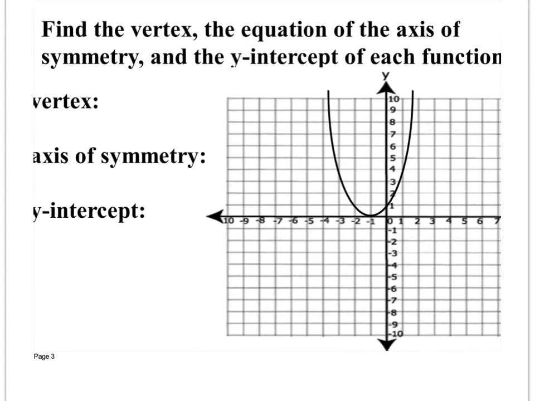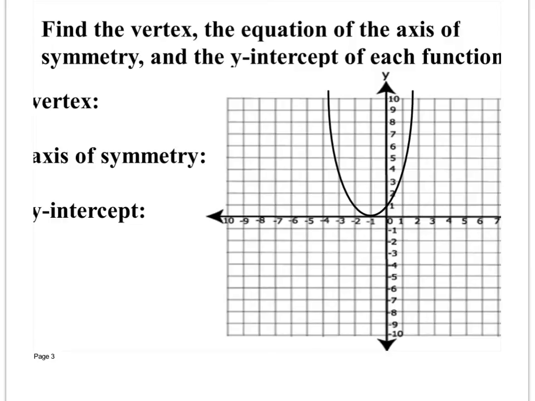All right, so what you need to do is write this down. Find the vertex, the equation of the axis of symmetry, and the y-intercept of each function. So what they'll do is they'll give you a graph with a quadratic function on it and say find the vertex, the equation of the axis of symmetry, and the y-intercept.